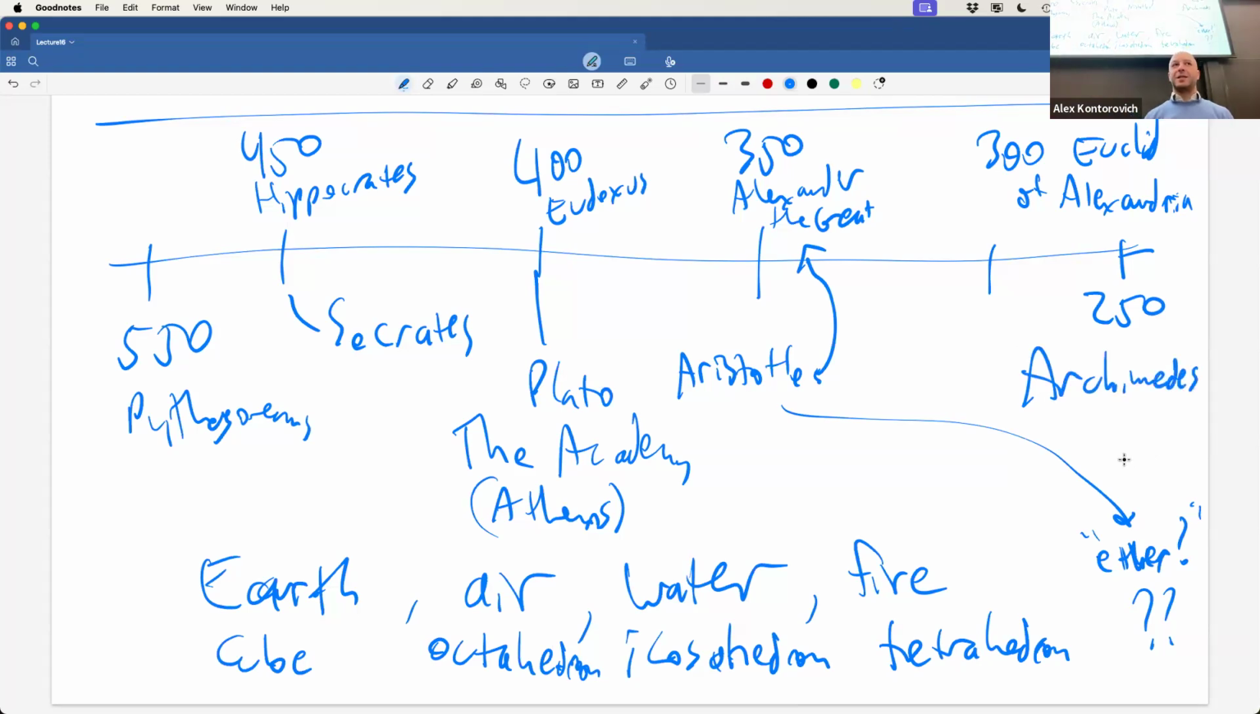Anybody know where Archimedes is living? He's living in modern Sicily in a city called Syracuse. Yes, so Archimedes of Syracuse. This is in Sicily.